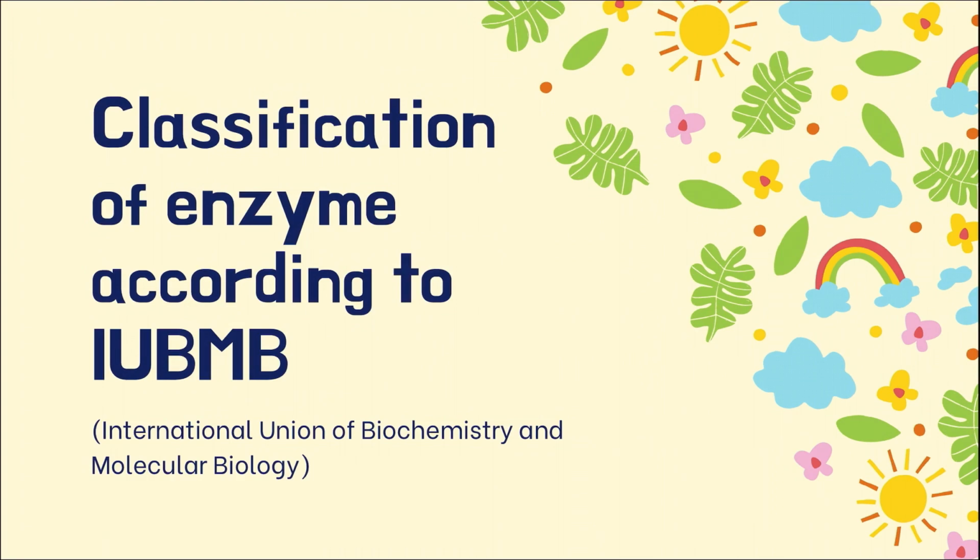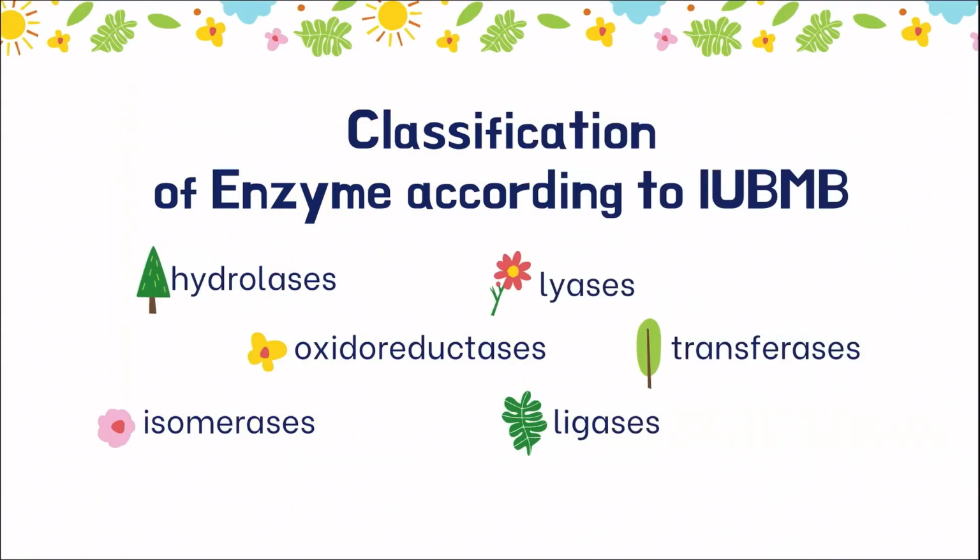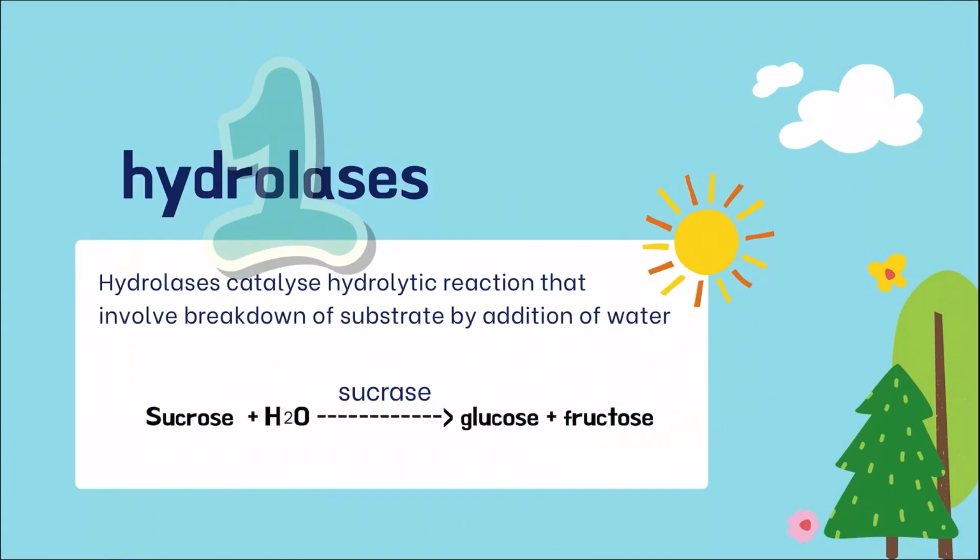Let's have a look at the classification of enzyme according to IUPMB. There are 6 classes that will be covered. Number 1, hydrolases. Hydrolases catalyze hydrolytic reactions that involve breakdown of substrate by addition of water. Sucrose plus water catalyzed by sucrase to form glucose plus fructose.